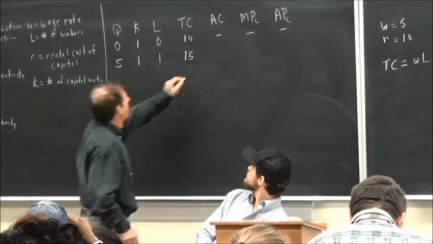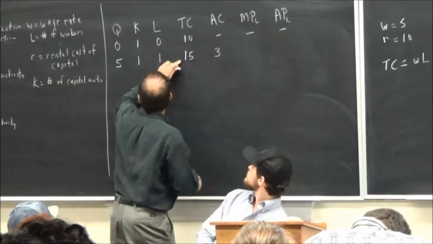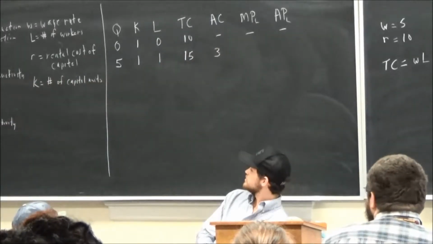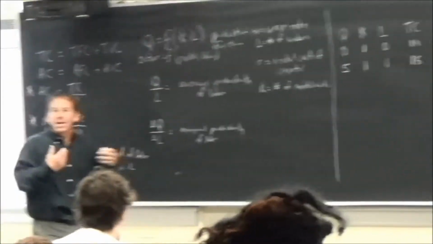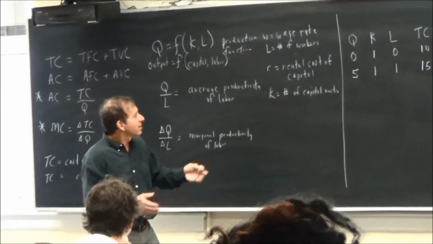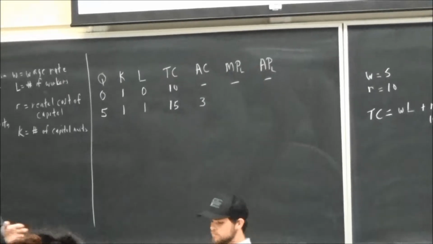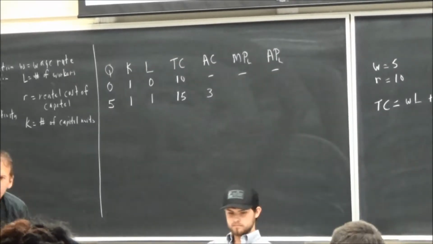3, right. It's just the average total cost. You just go back over here, and your total cost is 15. Your quantity is 5, so that has to be 3. So now that's saying, on average, this guy can produce these widgets for $3.